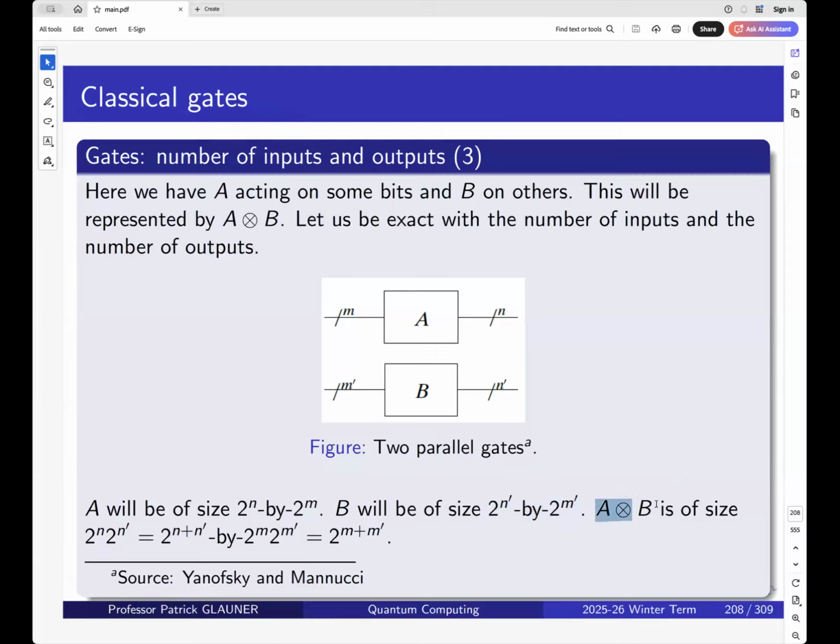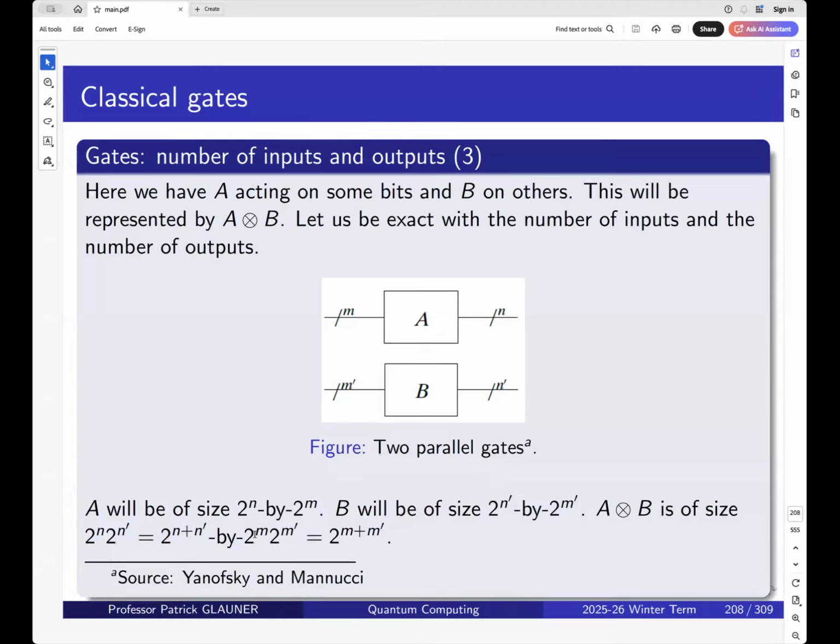And eventually the tensor product, which we've studied in quite some detail in this course now, would give us a new matrix, the tensor product of A and B. This result would be a new matrix where one matrix has 2 to the n and the other 2 to the n prime many rows. So we multiply them. That means 2 to the n times 2 to the n prime is the same as 2 to the power of the sum of n and n prime.